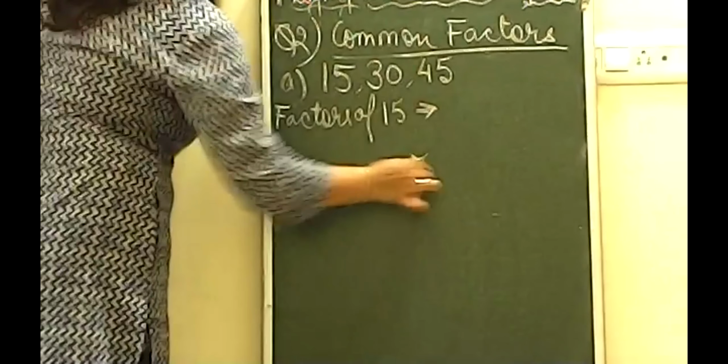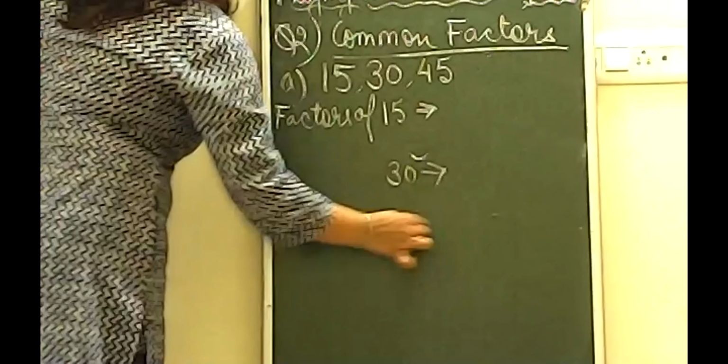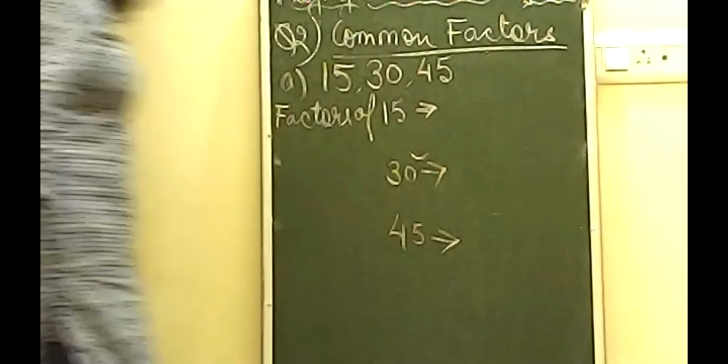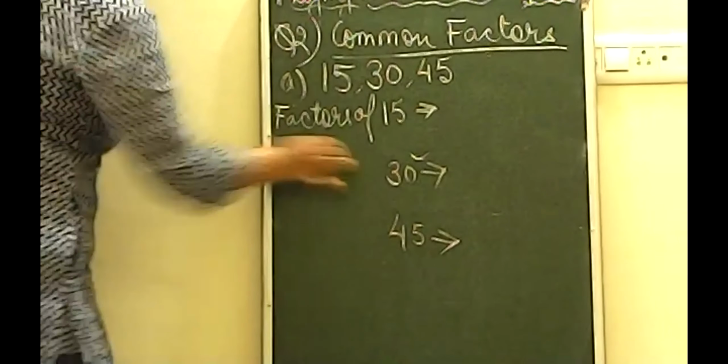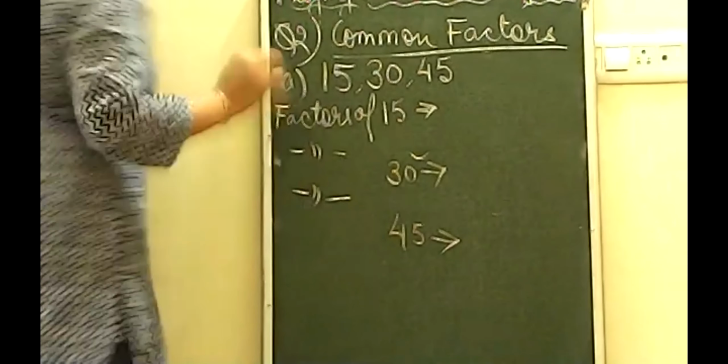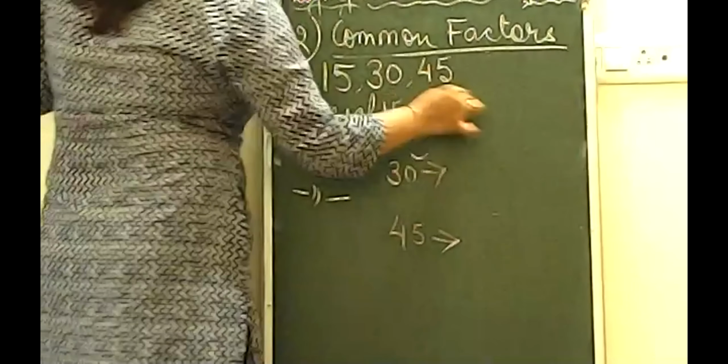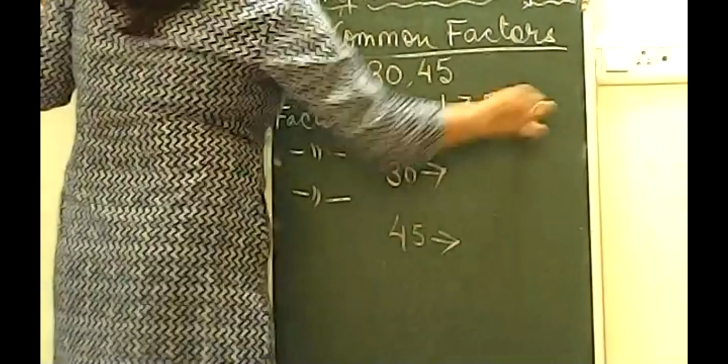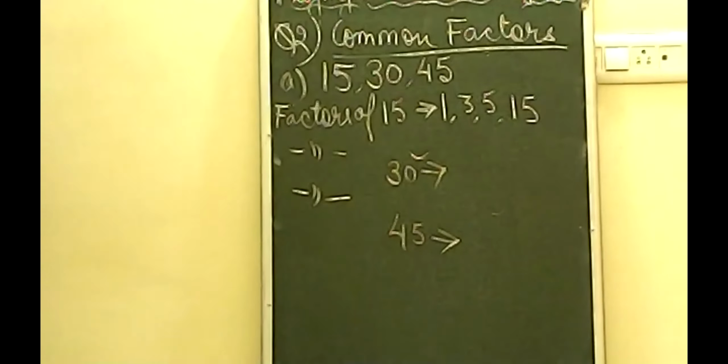Then I'll find the factors of 30, then also the factors of 45. So first I am finding the factors. The factors of 15 will be 1, 3, 5 and 15. I have written the factors now.